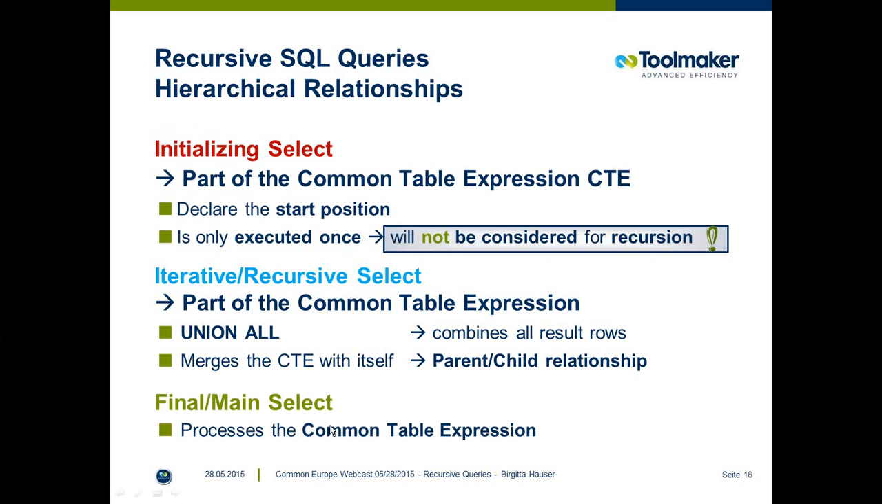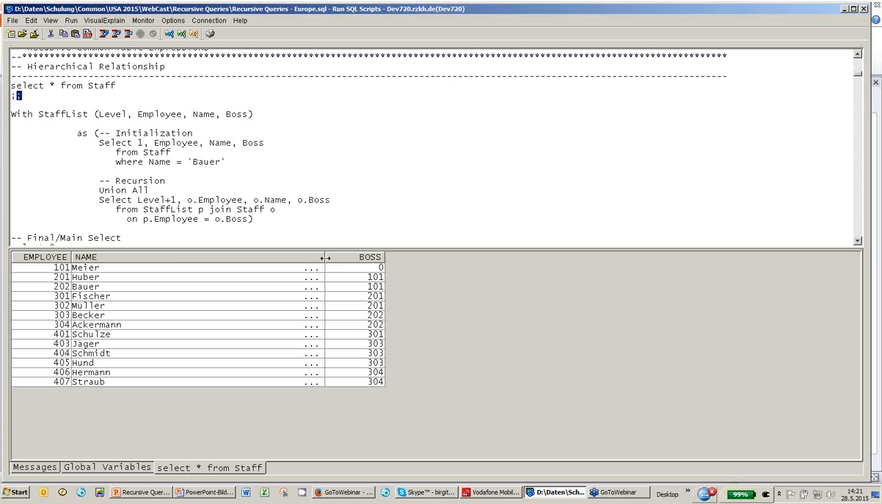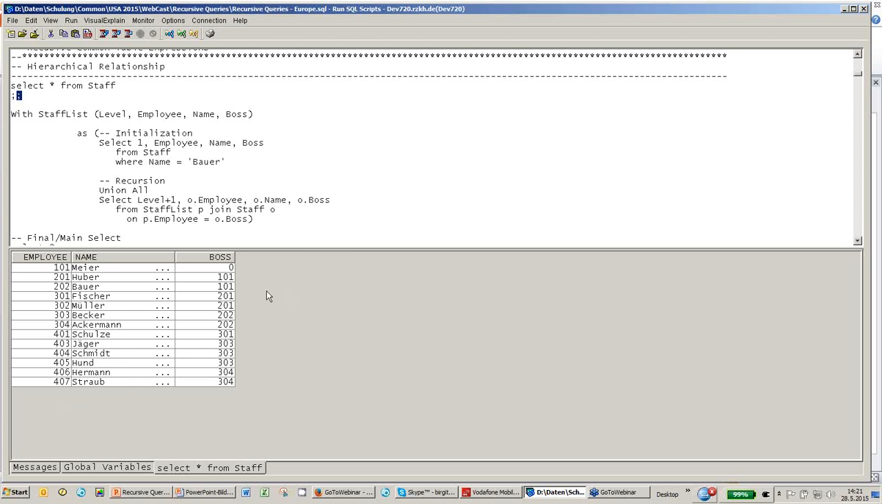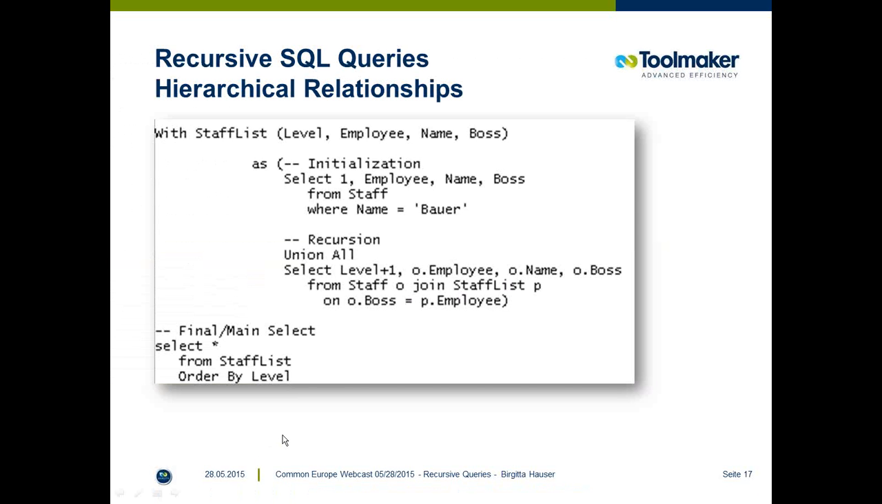Now let's look at our table. You have seen it before. It's a staff table, so we have the employee number, we have the boss number, and here we see the dependencies. So now let's have a look at the SQL statement.